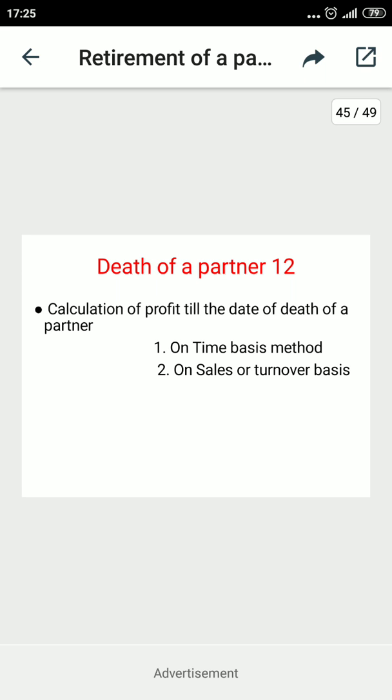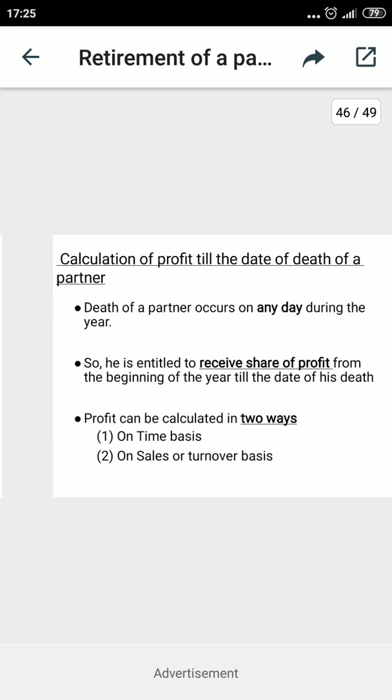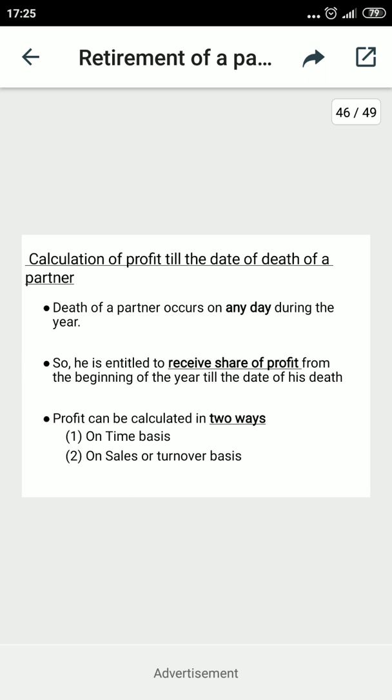Here I am going to describe how to calculate the profit of the deceased partner till the date of death. There are two methods. On the basis of time period, I will tell you how to calculate the profit, and the second is on the sales basis. First, calculation of the profit till the date of death of a partner.